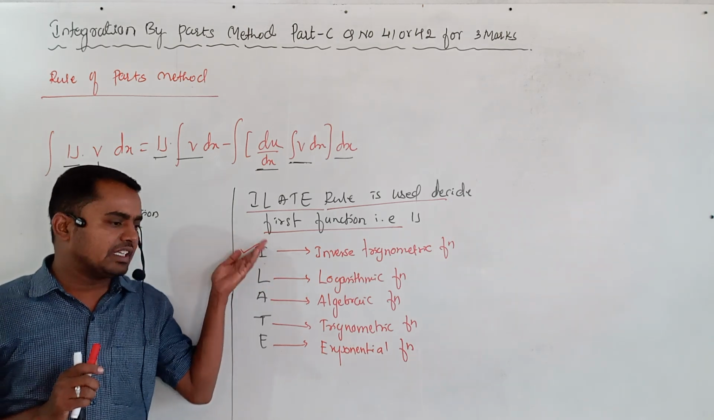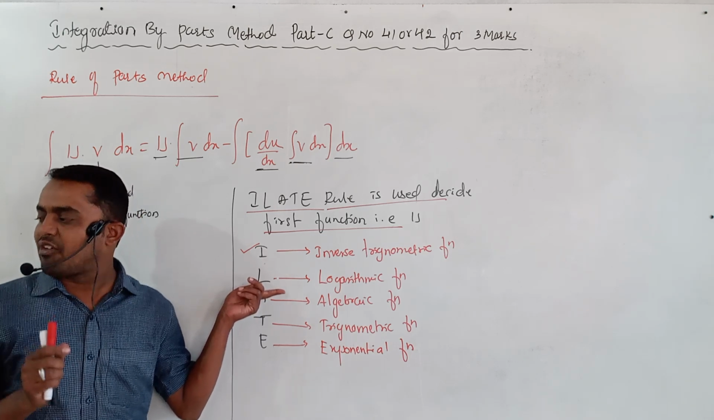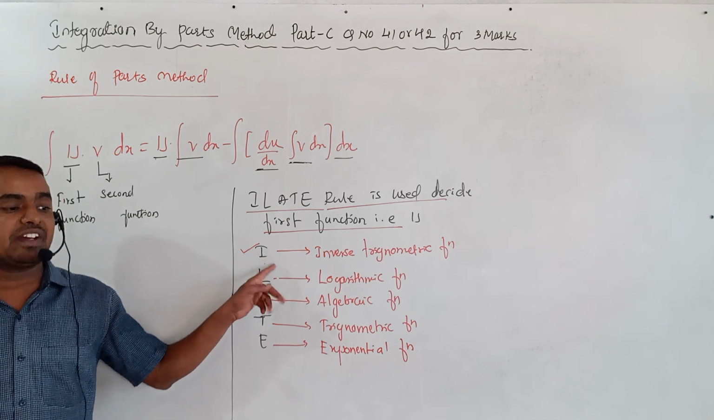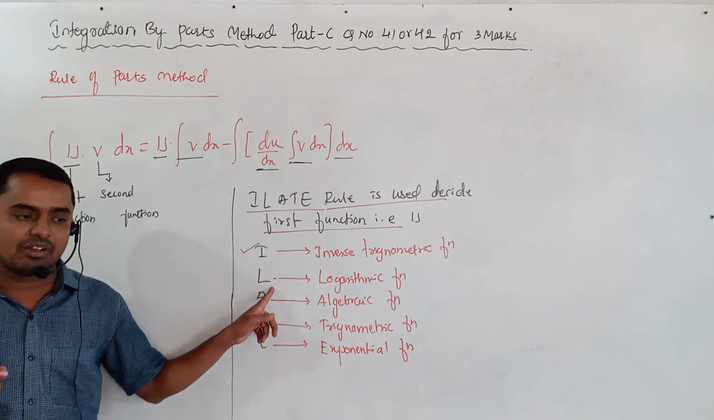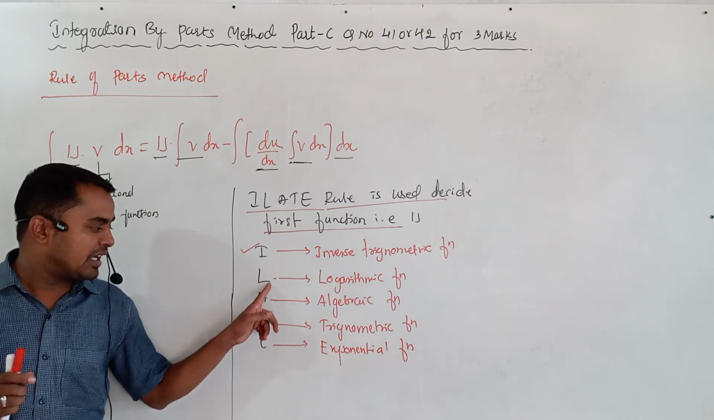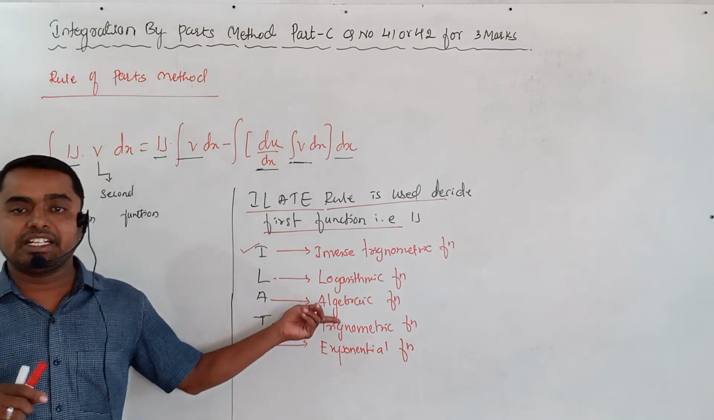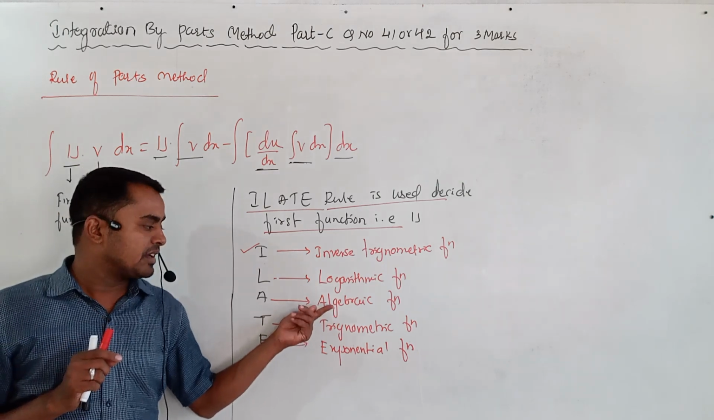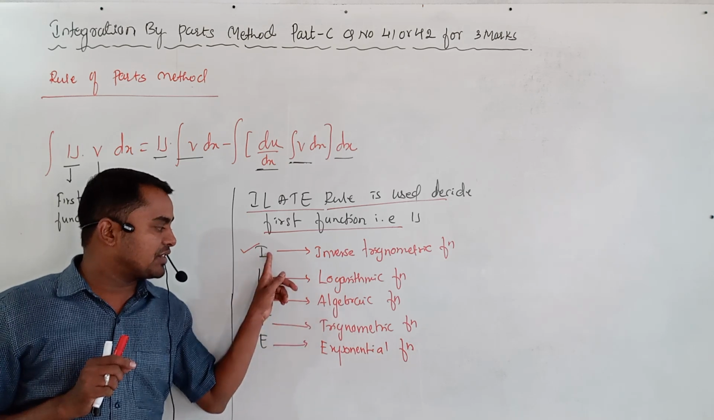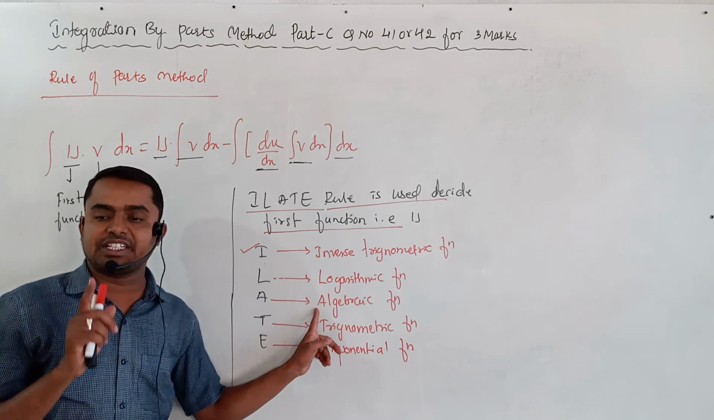If it is not there, then next is logarithm. If a logarithm is there in the given integral, take the log as u. If an inverse trigonometric function is not there, then we take the log. If inverse trigonometry and logarithm are both not there, go for the next priority, the algebraic function. Then you have to take the algebraic function as u.